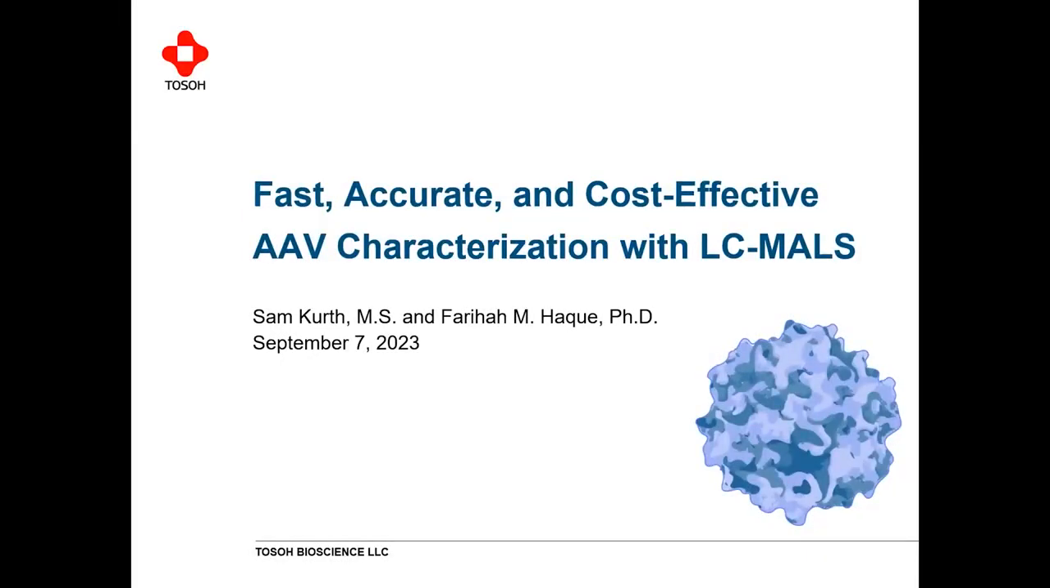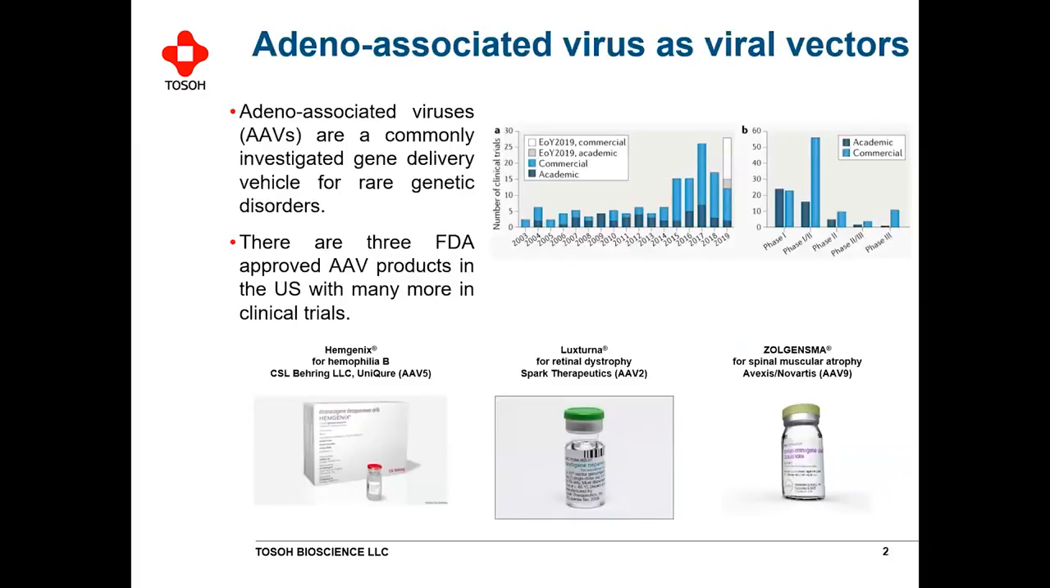I am joined with my colleague Fariha, and today we are going to be discussing fast, accurate, and cost-effective AAV characterization. Adeno-associated viruses are commonly investigated gene delivery vehicles for rare genetic disorders. There are currently 3 FDA-approved AAV products, and there are many, many more in clinical trials.